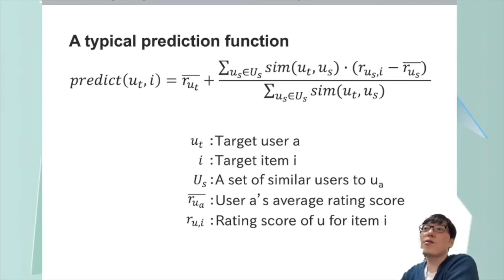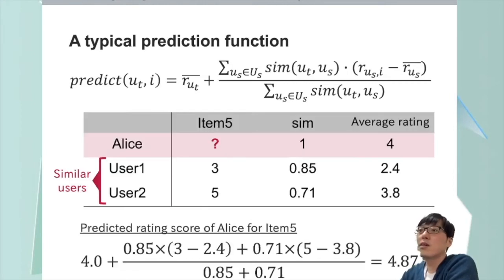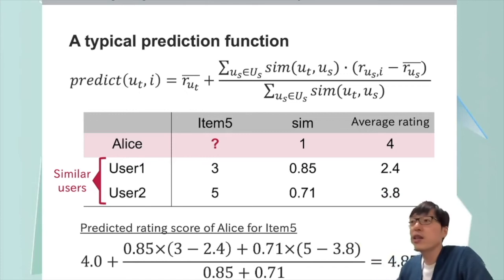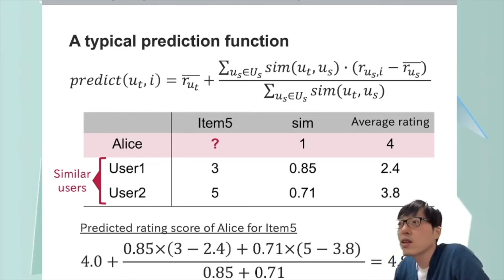So let's use this formula. Let's see an example. Here we want to predict what score Alice will give to item 5. Let's assume that we found user 1 and user 2 are very similar to Alice. Here we assume that these users are similar users to Alice. The similarity between Alice and user 1 is 0.85, and the similarity between Alice and user 2 is 0.71.